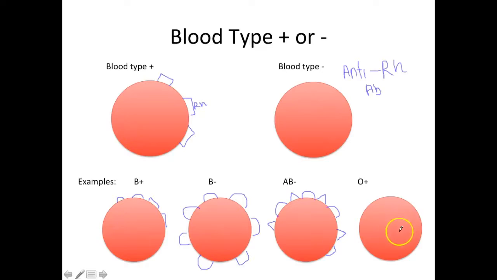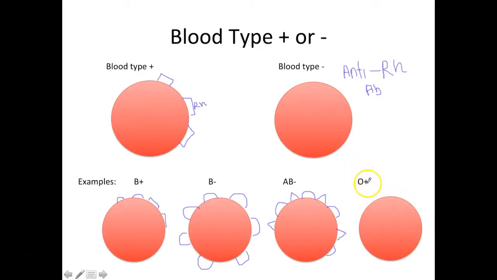Now let's do O positive blood. If you remember, blood type O has no antigens on its cell surface. So that means I am now creating antibodies against A and B antigens. So I have anti-A antibodies and anti-B antibodies in type O positive blood.